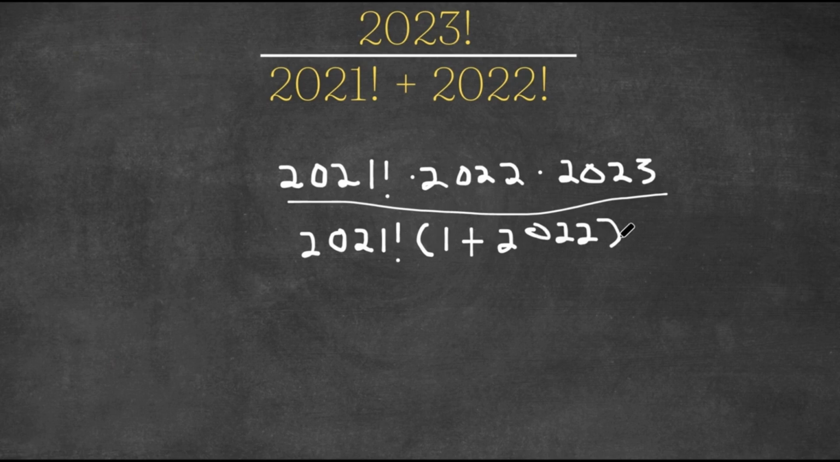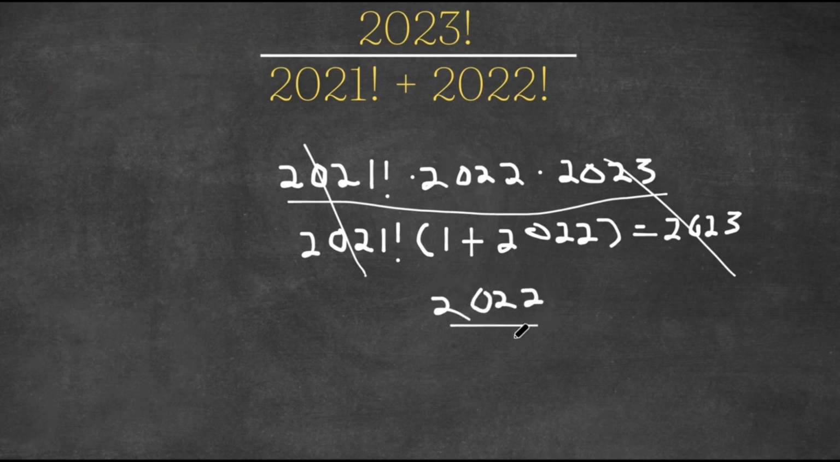So now, as you can see, we could cancel these out because these two are multiplying. And 1 plus 2022, well, this is equal to 2023, right? So then the 2023s, these two cancel out as well. And all we would have left is 2022 over 1, and this is equal to 2022. So this is our answer.